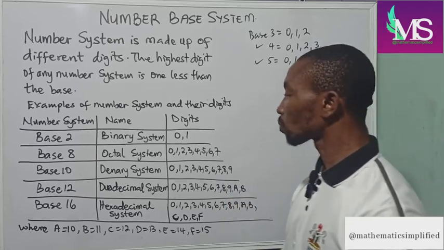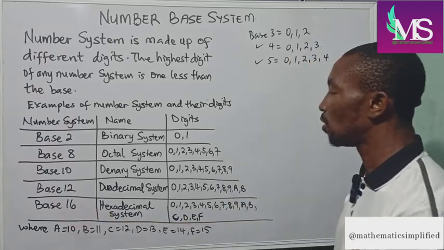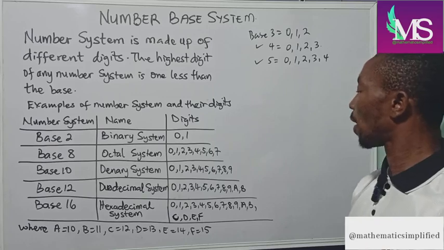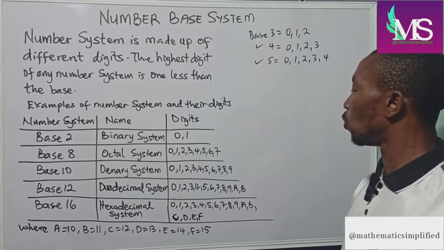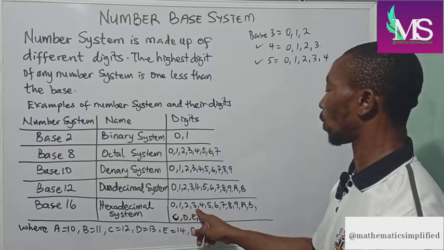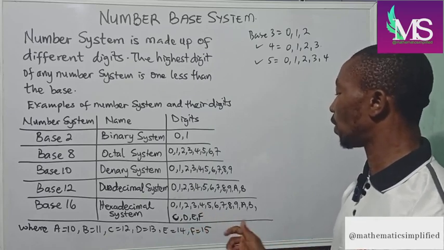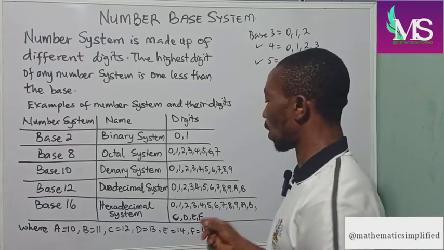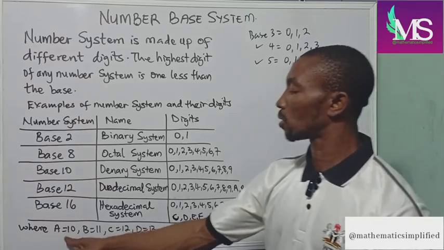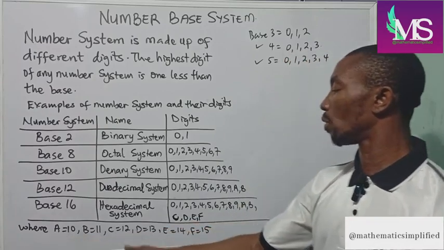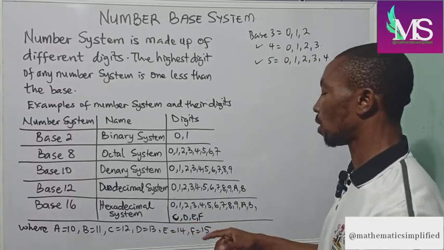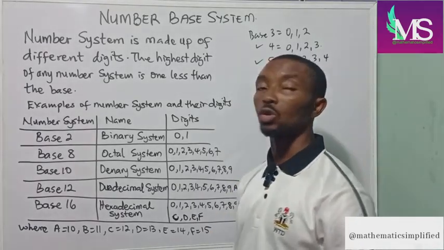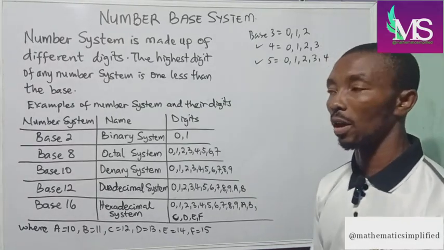Now for our base 16, which is the hexadecimal system, the digits will be 0, 1, 2, 3, 4, 5, 6, 7, 8, 9, A, B, C, D, E, and F, where the alphabets represent 10, 11, 12, 13, 14, and 15, and so on and so forth, up to base 20 and the rest of them.